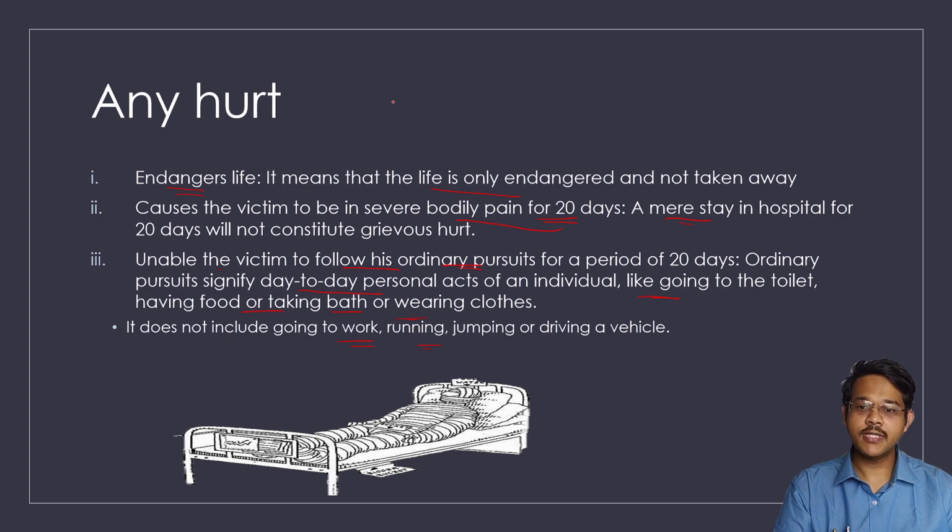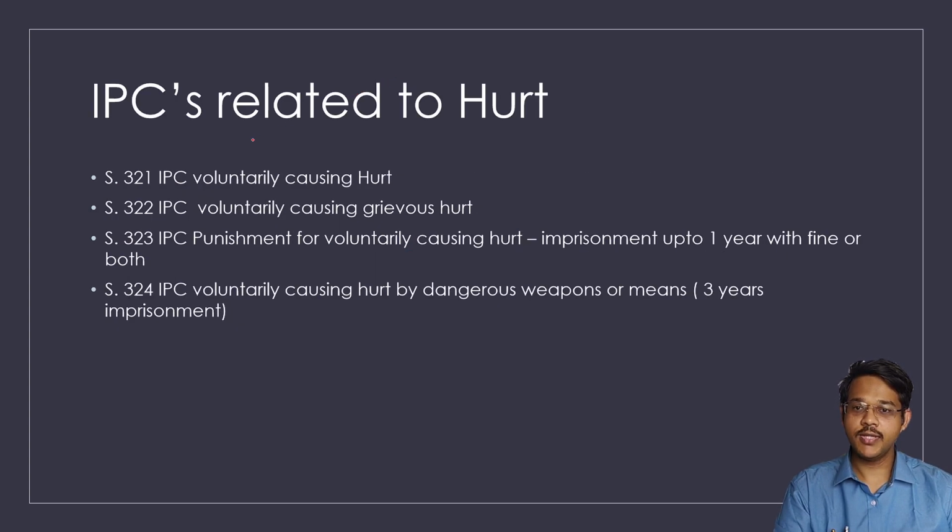So why do we classify hurt into simple and grievous? Because the punishment differs for simple and grievous hurt, and there are different IPC sections related to that. 319 IPC defines hurt. 320 IPC defines grievous hurt. Then 321 IPC defines voluntarily causing hurt. 322 IPC defines voluntarily causing grievous hurt. 323 defines the punishment for voluntarily causing hurt. Here the person voluntarily causes hurt, and it is imprisonment up to 1 year with or without fine.